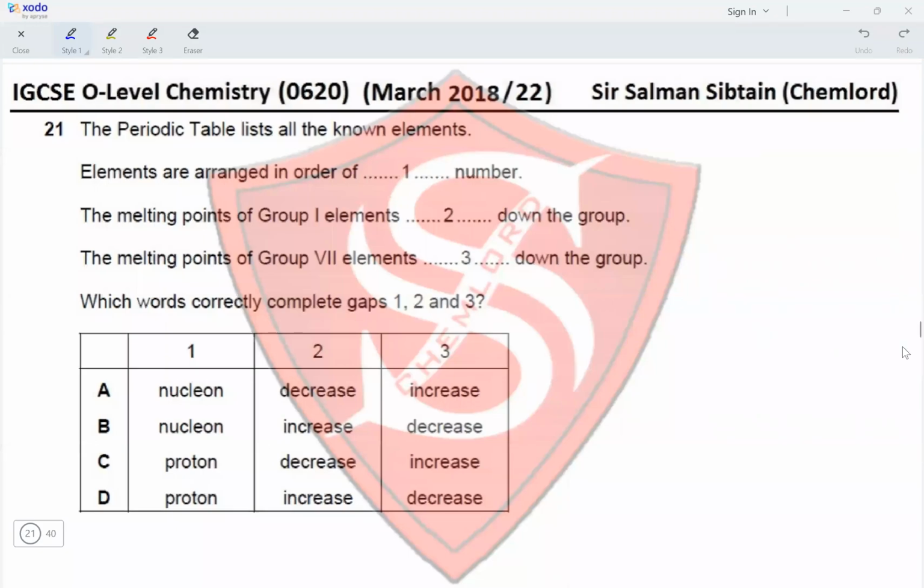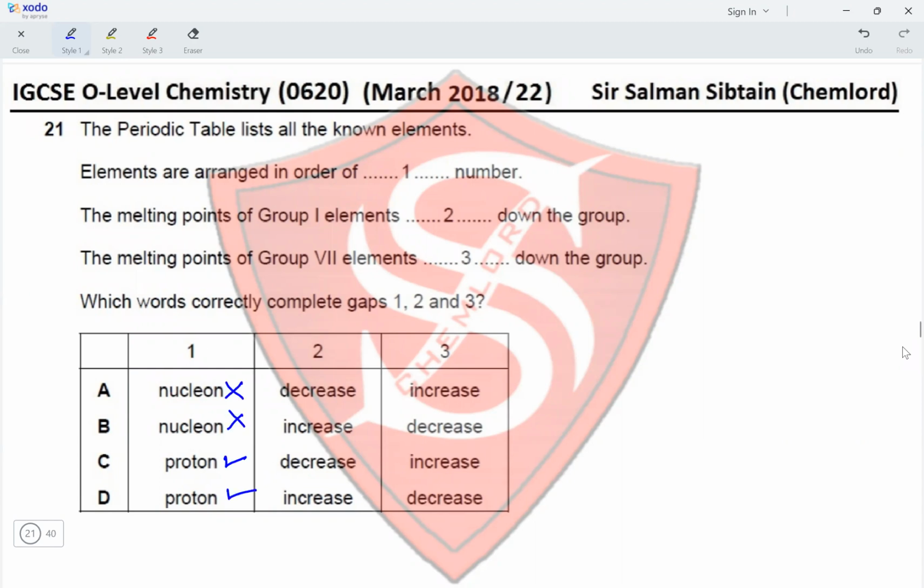Hi guys, this is IGCSE O-Level Chemistry, paper 22, March 2018, question 21. The periodic table lists all the known elements. Elements are arranged in order of dash number. So the options are nucleon and proton. So they are arranged in the order of proton number, eliminating options A and B.